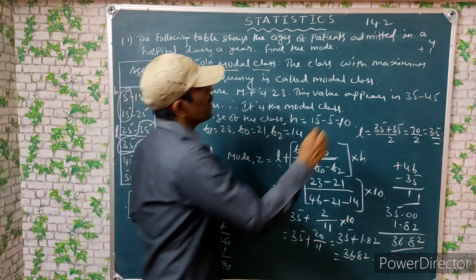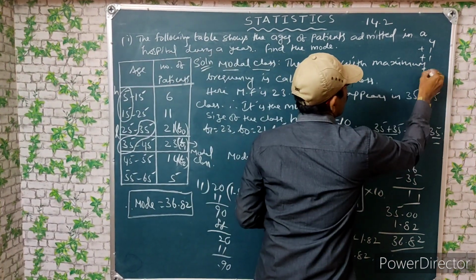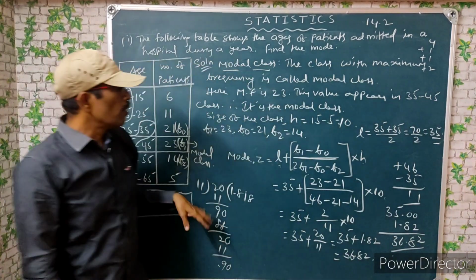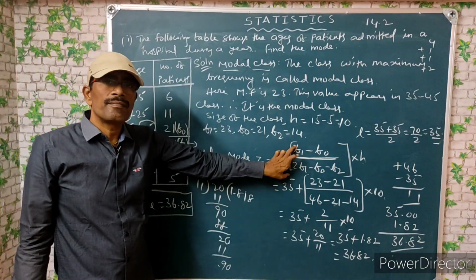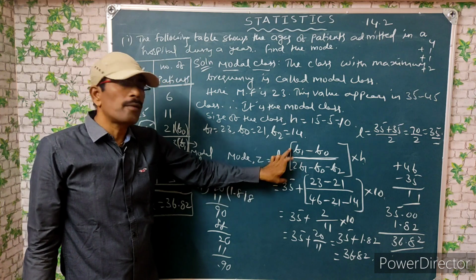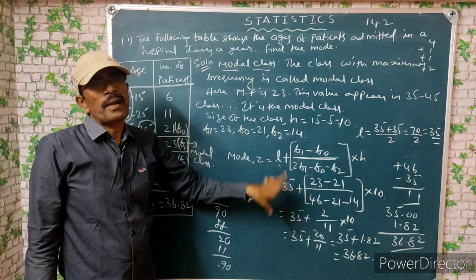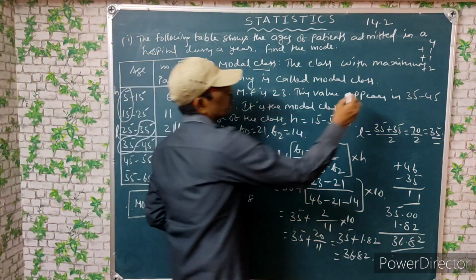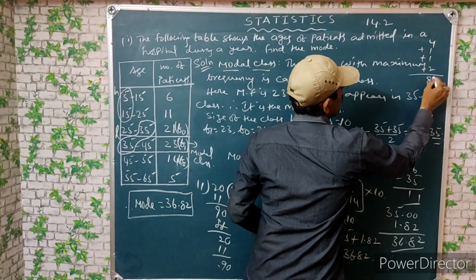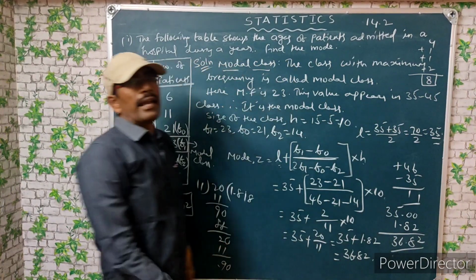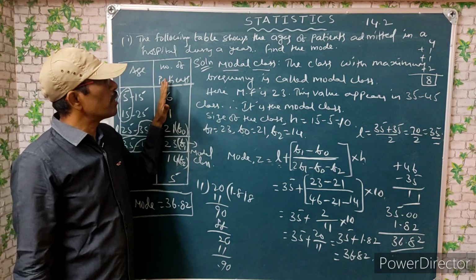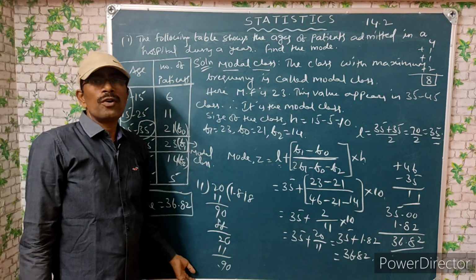Next, that is for 1 mark. And for 2 marks, you will be asked the formula itself: write the formula for mode of a group data and explain the terms in it. So that is a 2 marks question. So total 8 marks. So if you learn this question, automatically you can score 8 marks.